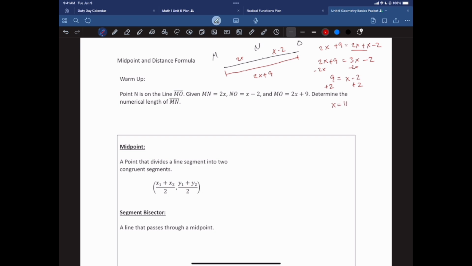All right, that is not our answer. We're trying to figure out the total distance. We're looking for MN, which is 2x, or 2 times 11, which would be 22. Right, and that's the answer to the first question.